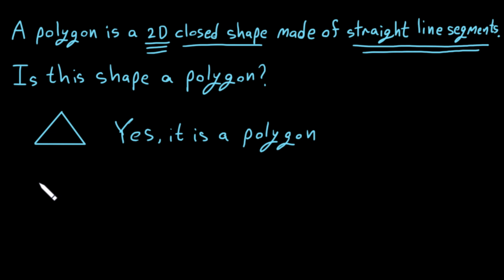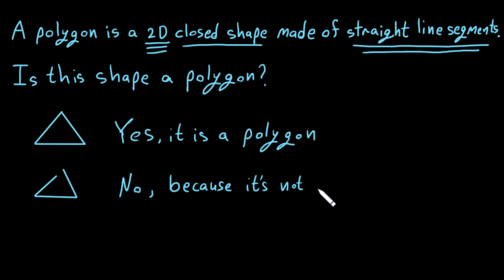If I draw for you an open shape with 3 straight line segments like this, this is not a polygon because it's not closed. So no. Why? Because it is not a closed shape. Or you can say it's an open shape.